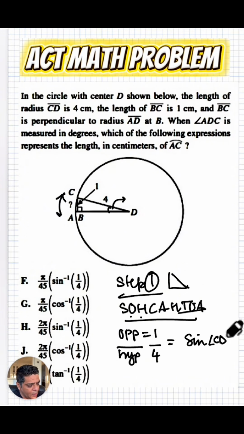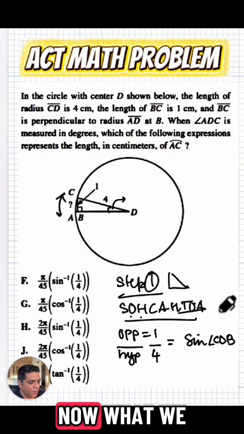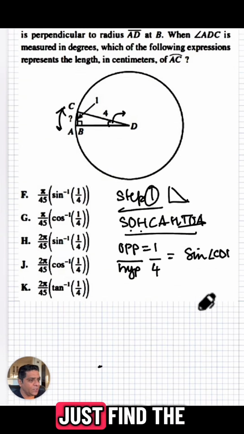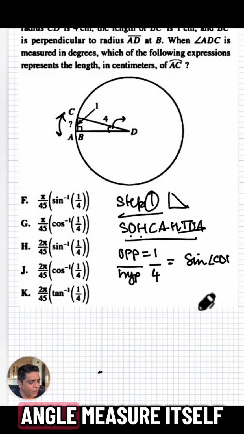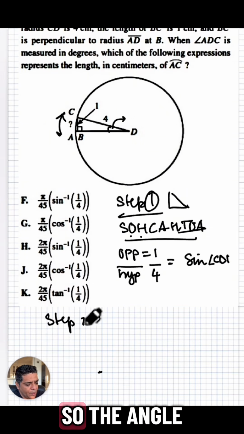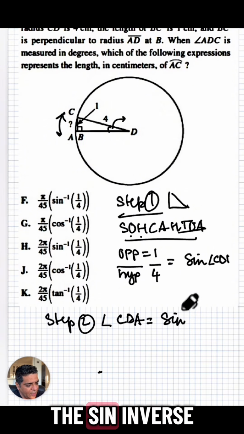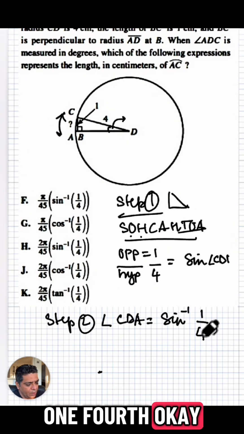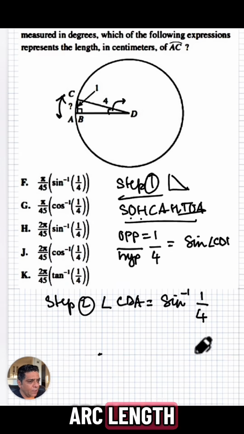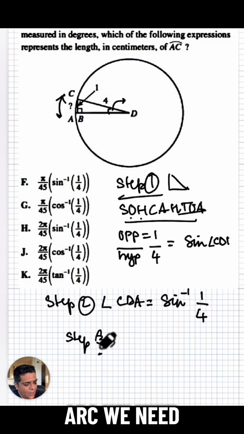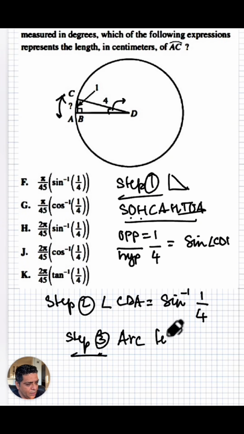Now what we are going to do is essentially just find the inverse of that to get the angle measure itself. So the angle measure CDA is simply the sine inverse of 1/4. All right. So now we need the arc length. We need the arc length.